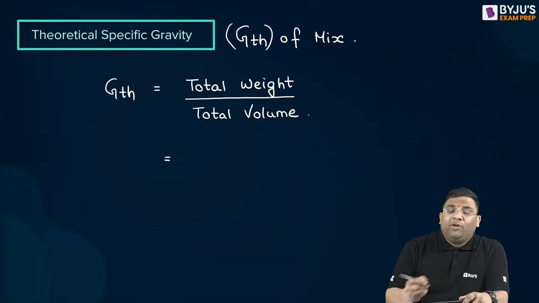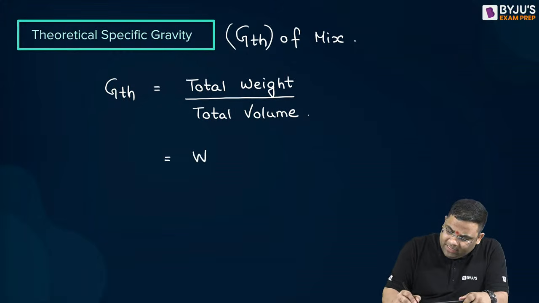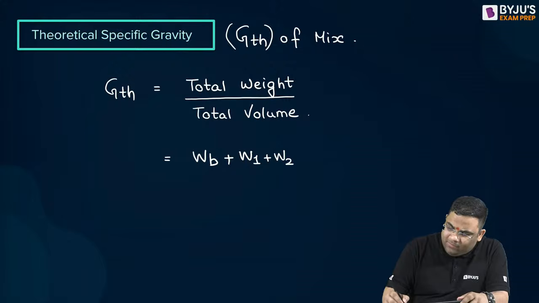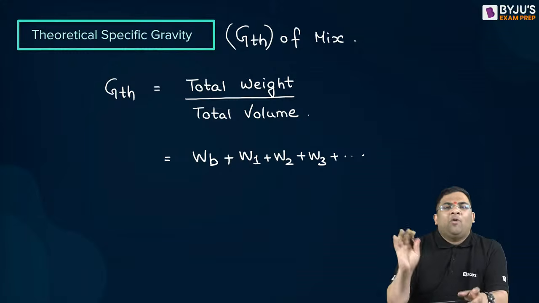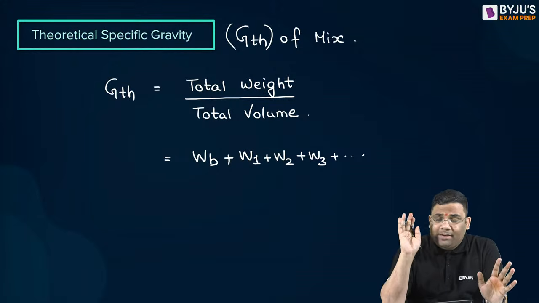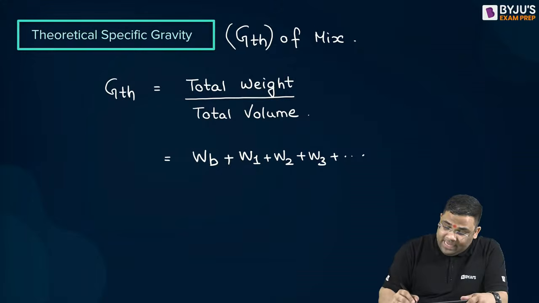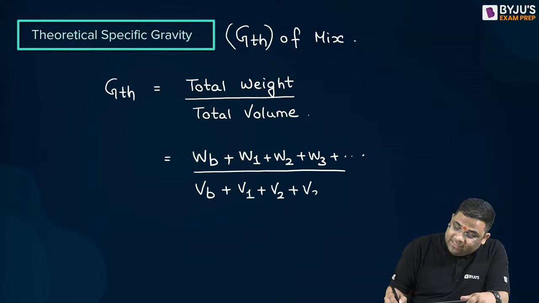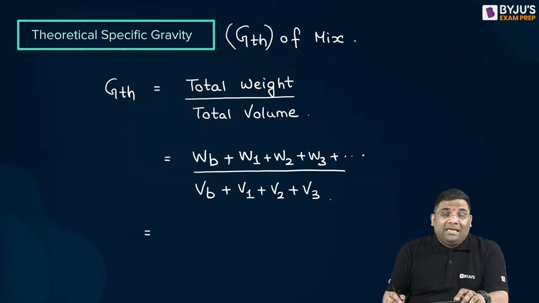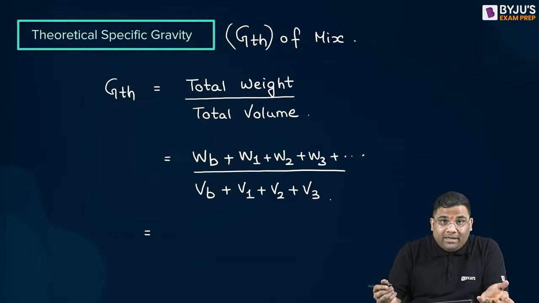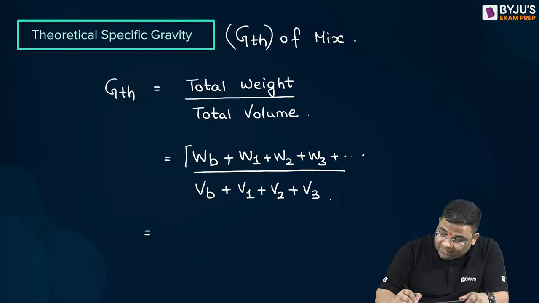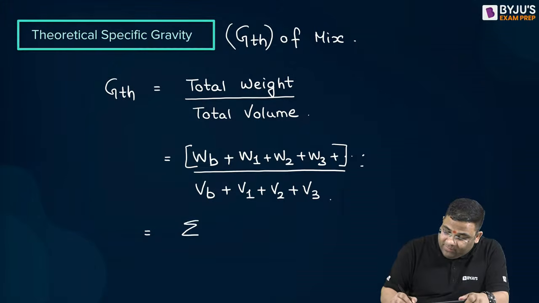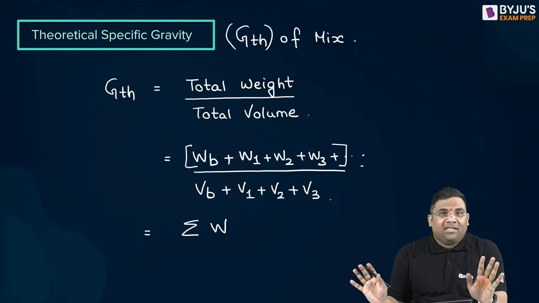Now what will be the total weight? It will be the sum of individual weights. So I can say the weight of bitumen plus the weight of different types of aggregate, W1, W2, W3 and dot dot dot, as many aggregate types as there are. Then we have total volume. Total volume will be what? Volume of bitumen plus the volume of individual aggregates. Now we have seen that the total weight will be the sum of these things. So here I can write down summation of different weights. Total weight is summation of different weights.